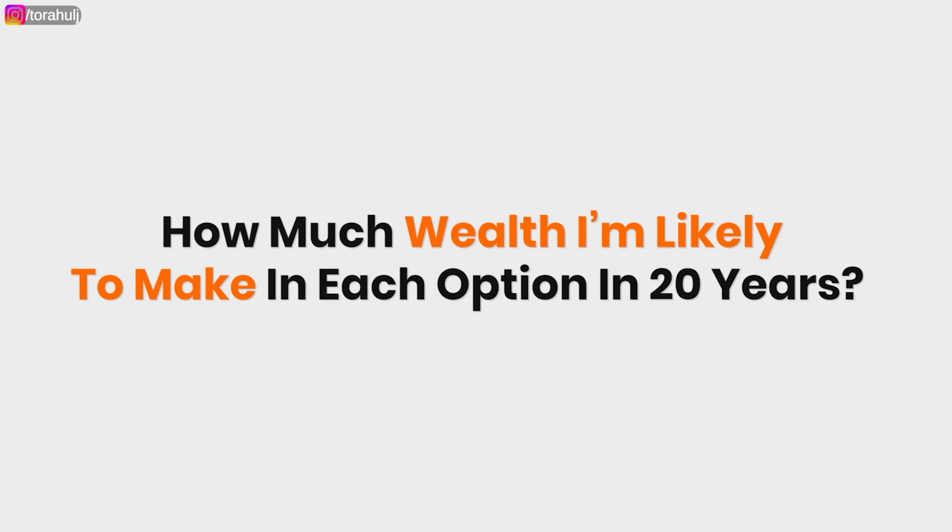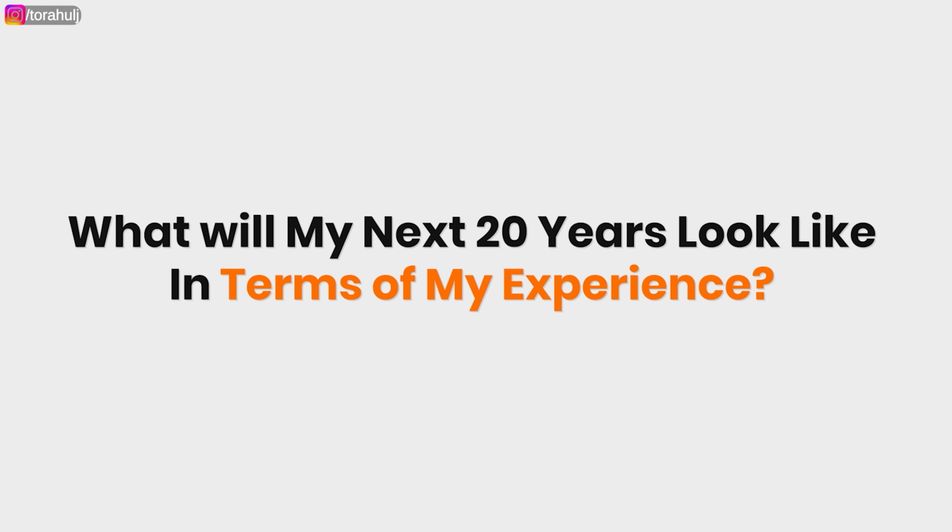For me to be able to make this decision, there are 2 factors. Factor number 1 is how much wealth I am likely to make in each of these options, let's say 20 years down the line. And number 2 is what will my next 20 years look like in terms of my experience, because in each of these options, there will be problems coming my way in the next 20 years, because 20 years is such a long period of time. Keeping these 2 factors in mind, I'm going to make my decision.